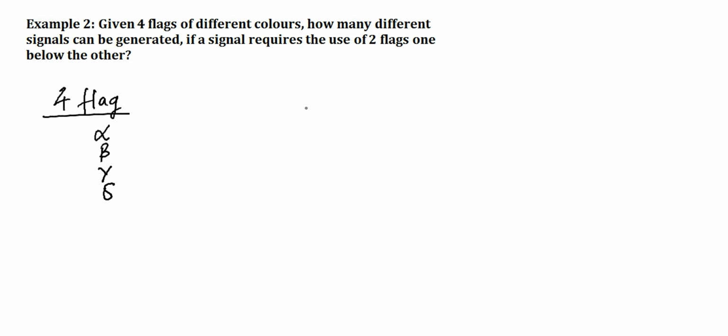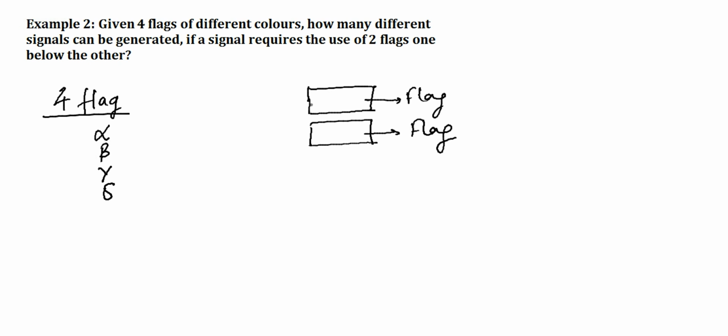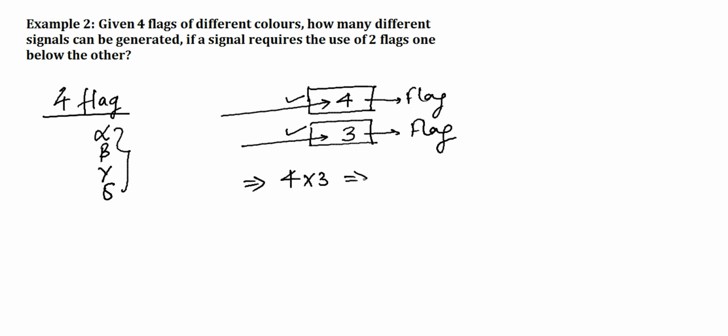Now we have to find how many signals can be generated. If a signal requires the use of 2 flags one below the other, we assume that these are the 2 places where we have to place the flags. When the flags are placed here, a signal is generated. So these 2 places are fixed, and we simply have to arrange these 4 flags in these 2 places. The job of placing the first flag can be done in 4 ways, and the job of placing the second flag would be done in 3 ways, because after placing the first flag we are left with only 3 flags. So by the fundamental principle of counting, the total number of ways in which the signal can be generated would be equal to 4 into 3, that is 12 ways. So this is how we apply the fundamental principle of counting in this situation.